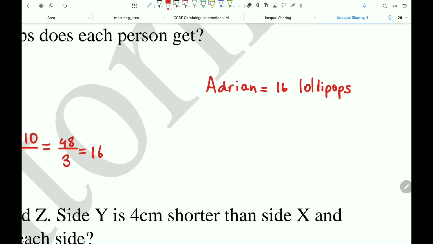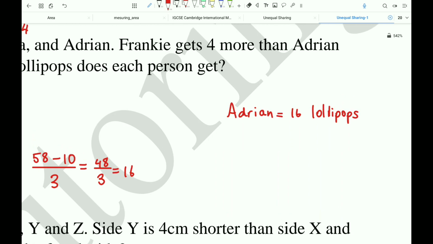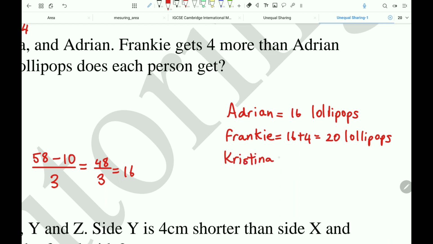Well, once we know Adrian's number of lollipops, we can easily figure out Frankie and Christina. So Frankie would have 16 plus 4. He gets 4 more lollipops than Adrian, so he gets 20 lollipops. And Christina gets 6 more lollipops than Adrian. So she gets 16 plus 6, which is 22 lollipops.